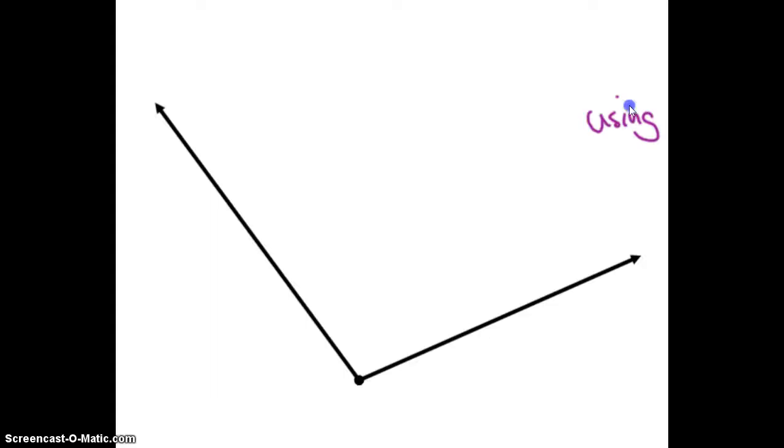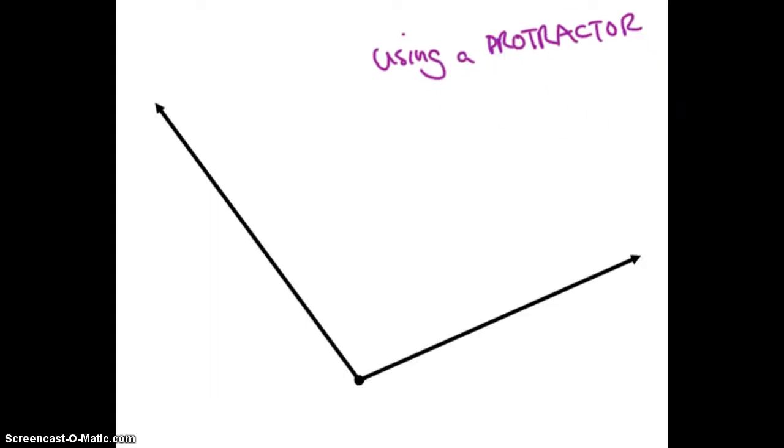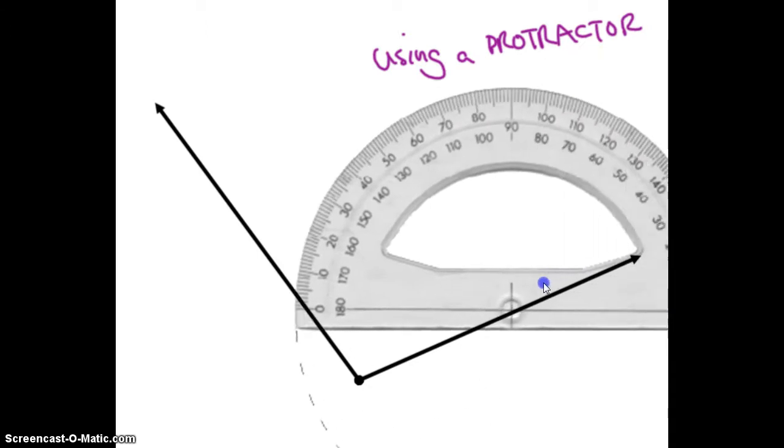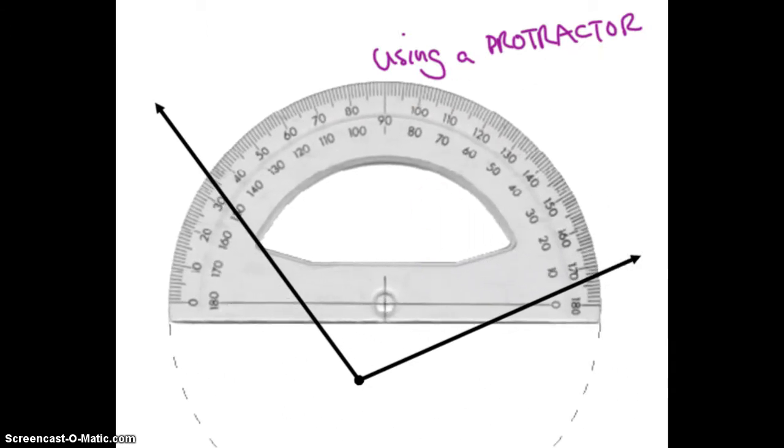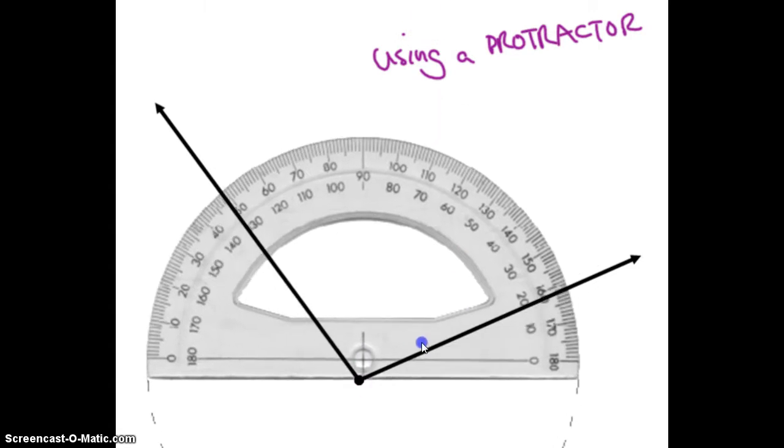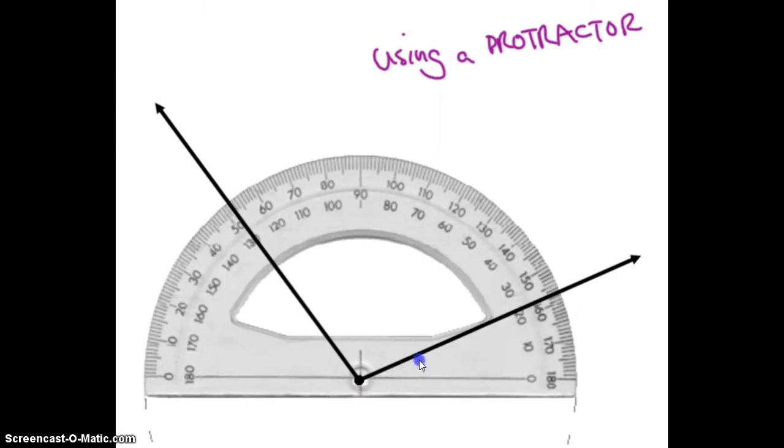If we want to know the approximate degree measure of an angle, one way to do it is to use a protractor. So here's what a protractor looks like. You always want to put the vertex of the angle, you want to line that up with this little crosshairs on the protractor. So let's bring the protractor down so that the crosshairs go right on the angle's vertex.